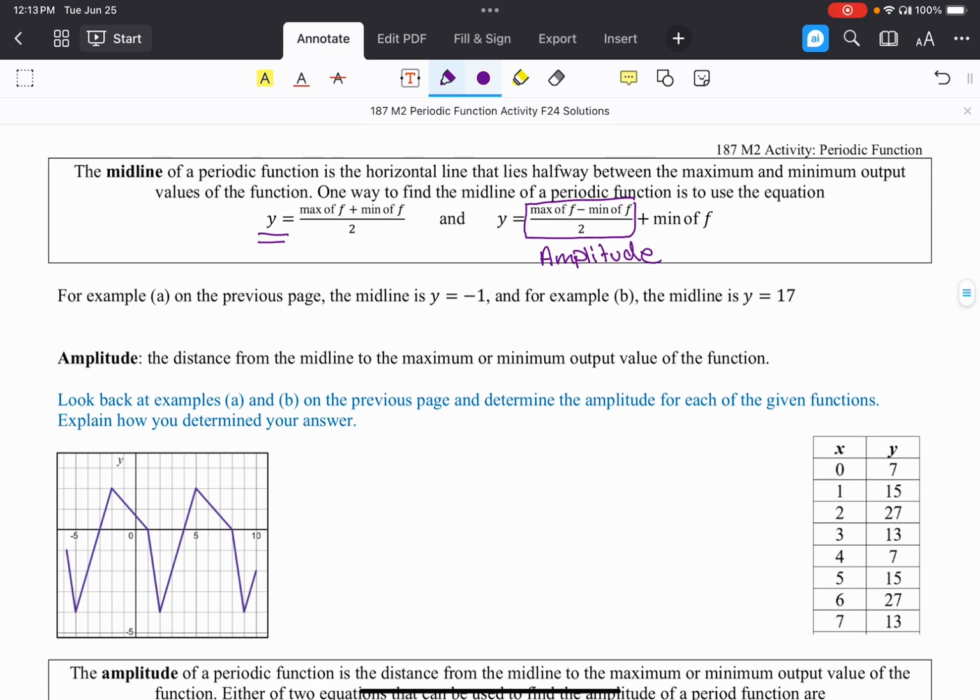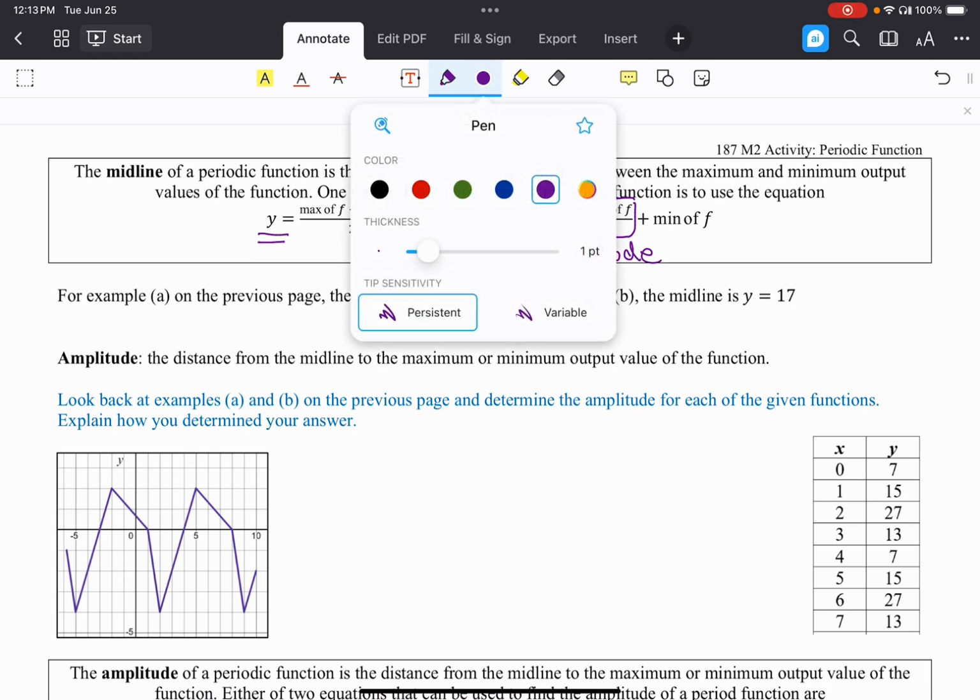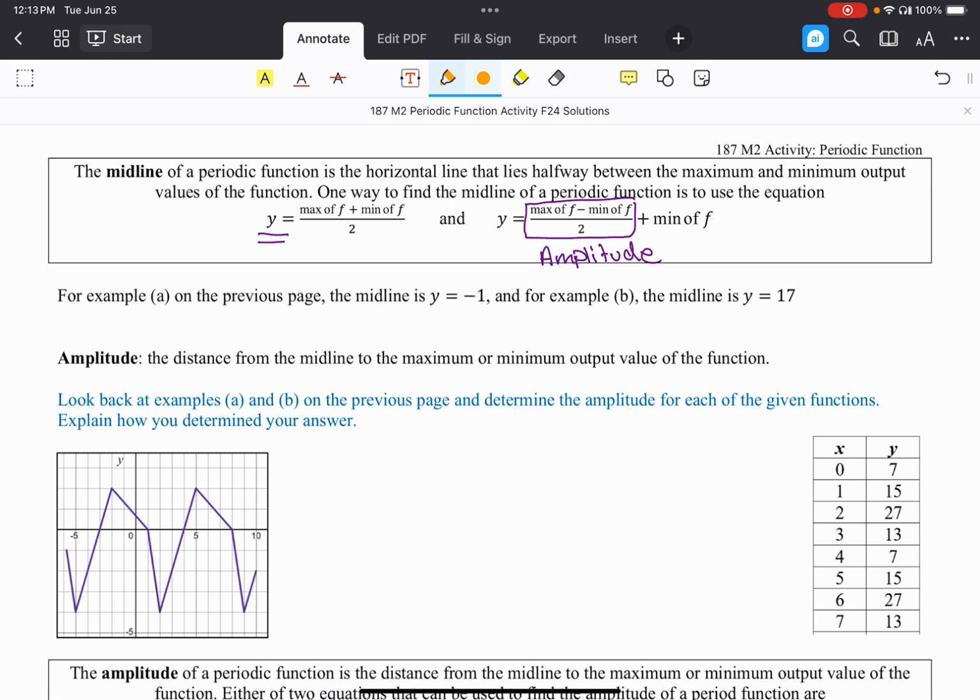We just talked about one way to do this, but I can do it graphically like I looked at with the other one. So remember, we found that our midline was at -1.